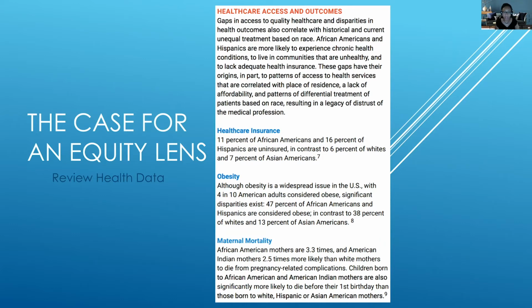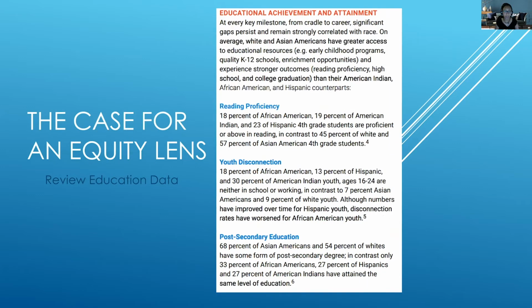The first one is related to healthcare insurance and the disparities that are there. 11% of African Americans and 16% of Hispanics are uninsured. In contrast, you have 6% of white Americans and 7% of Asian Americans who are uninsured. And United Way is looking at addressing this particular health disparity. The next case for the equity lens, within their domain of education, is we can look at reading proficiency.